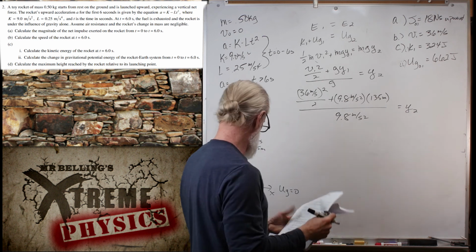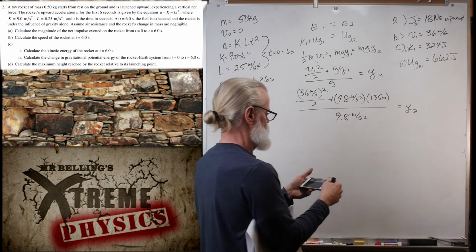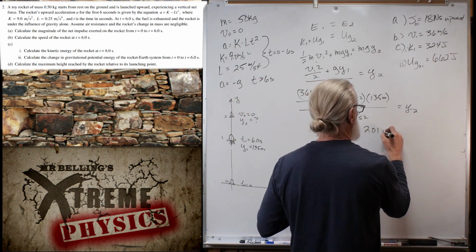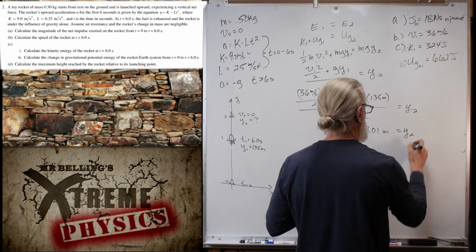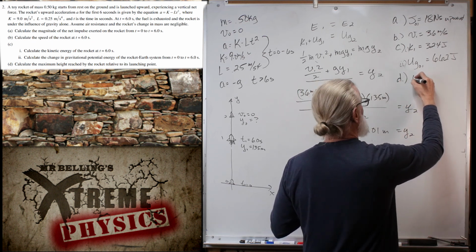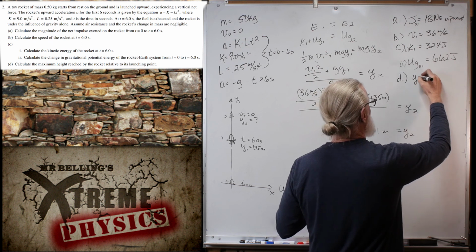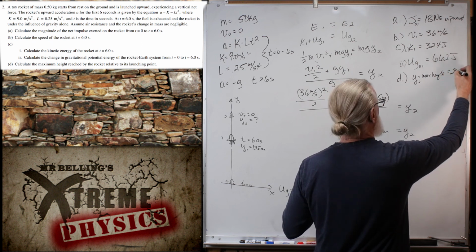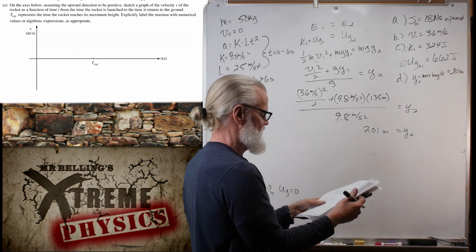Maximum height. So we got some calculating to do. 201 meters. That's D. y2 equals max height equals 201 meters.